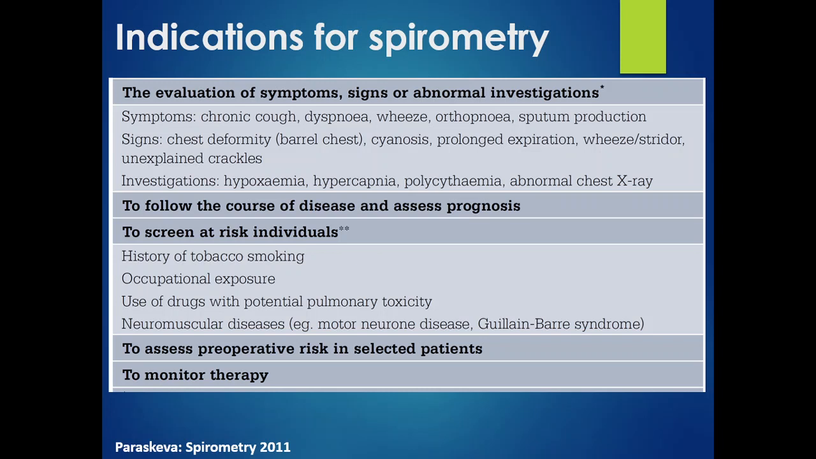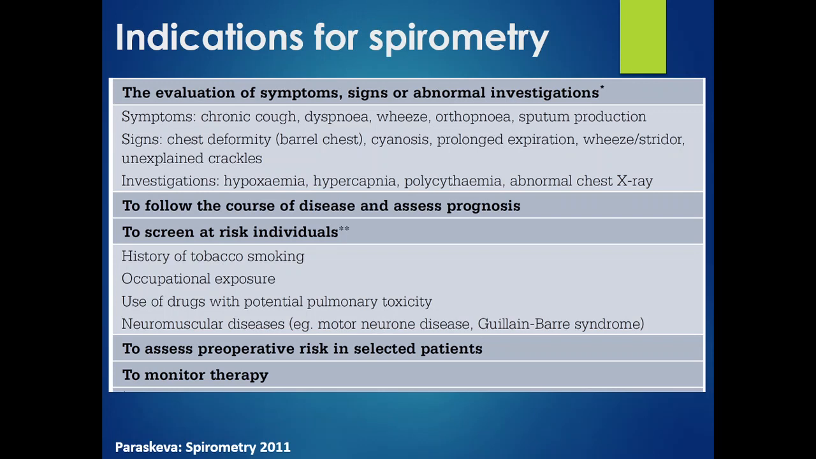Spirometry and PFTs are used to follow the course of disease and assess the prognosis. For example, some diseases are progressive, like chronic obstructive lung disease and interstitial lung disease. So spirometry is one of the major criteria to follow the disease progression and decide the prognosis. It is used to screen for individuals at risk.